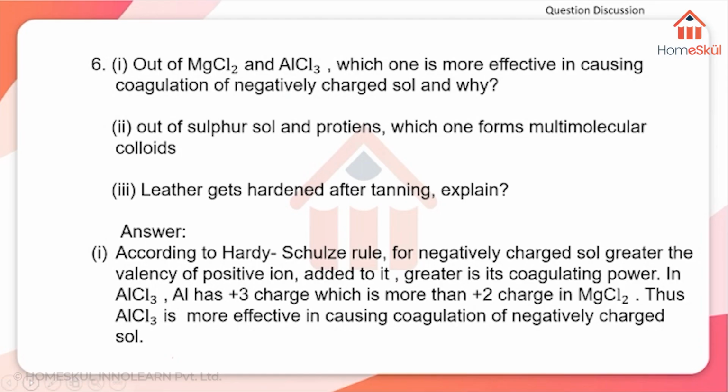And the third question: leather gets hardened after tanning. Explain.